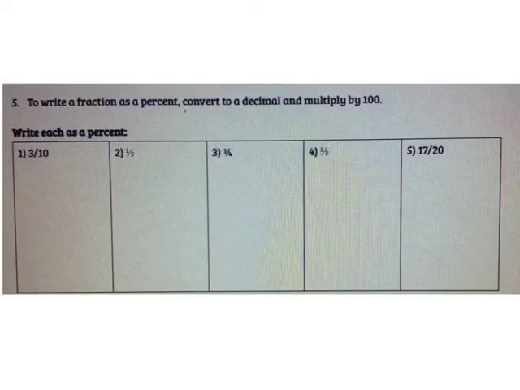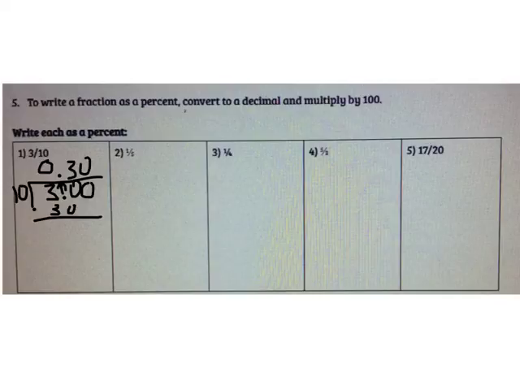To write a fraction as a percent, I can convert it to a decimal through division and then multiply by 100. Let's try one. Write each as a percent. 3/10. First, I need to convert that to a decimal. So I would do 3 divided by 10. When I divide 3 divided by 10, what's my decimal result? Well, I get 0 and 30 hundredths, or 0 and 3/10. Now I can convert that into a percent by moving the decimal twice. 1, 2. The answer is 30%.